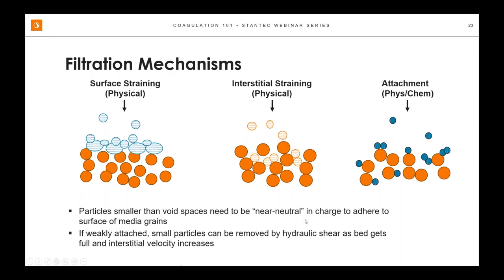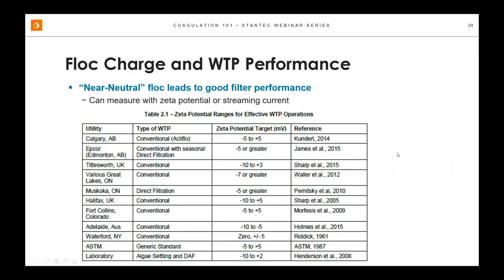Okay, so we need these near-neutral charge particles to adhere to the grains. And if they're not attached tightly, they will get released by hydraulic shear as the bed gets full, and you'll end up with that breakthrough. So that's why we need to make sure the coagulant is optimum to maximize the attachment.